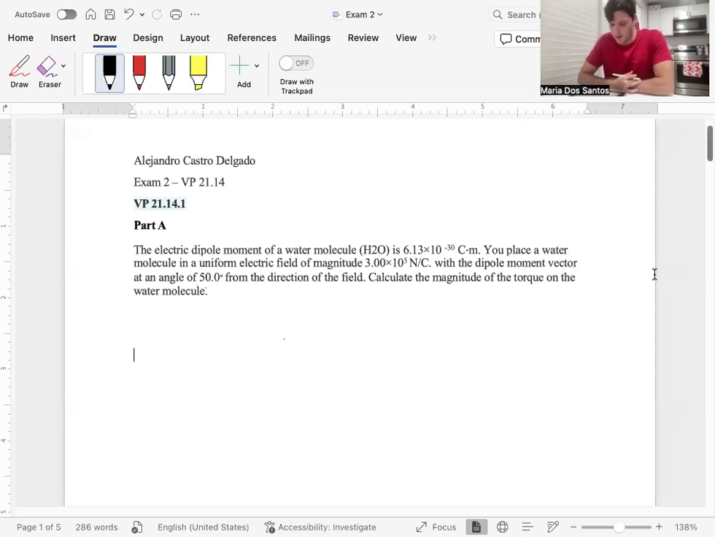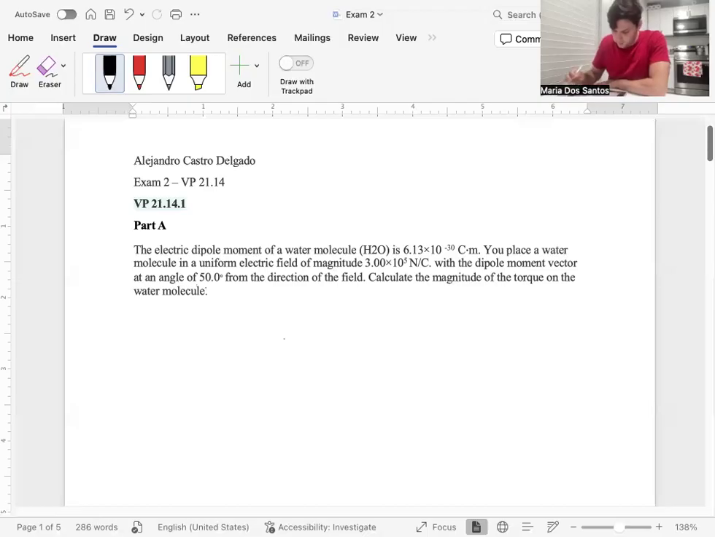For exam number 2, I'm going to be working with 2114. Okay, first question. The electric dipole moment of a water molecule is 6.13 times 10 to the power of minus 30 C·m. You place a water molecule in a uniform electric field of magnitude 3 times 10 to the power of 5 N/C with the dipole moment vector at an angle of 50 degrees from the direction of the field. Calculate the magnitude of the torque on the water molecule.